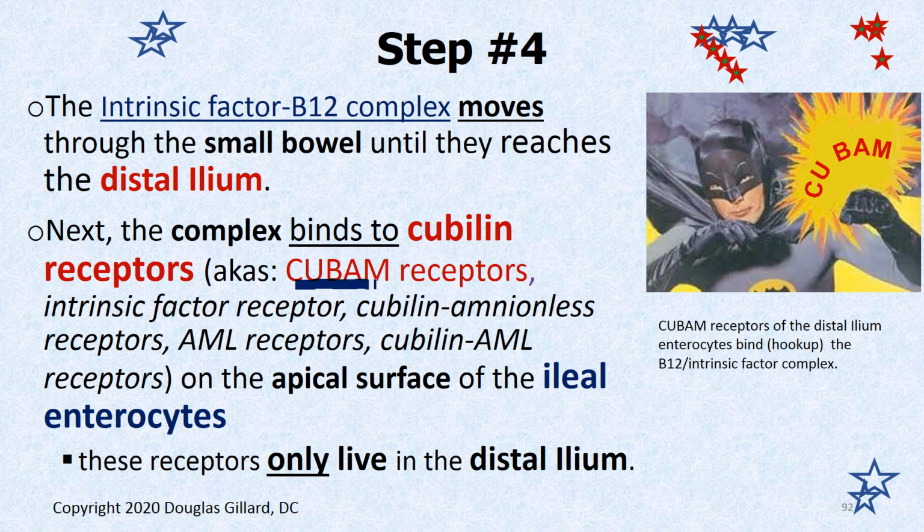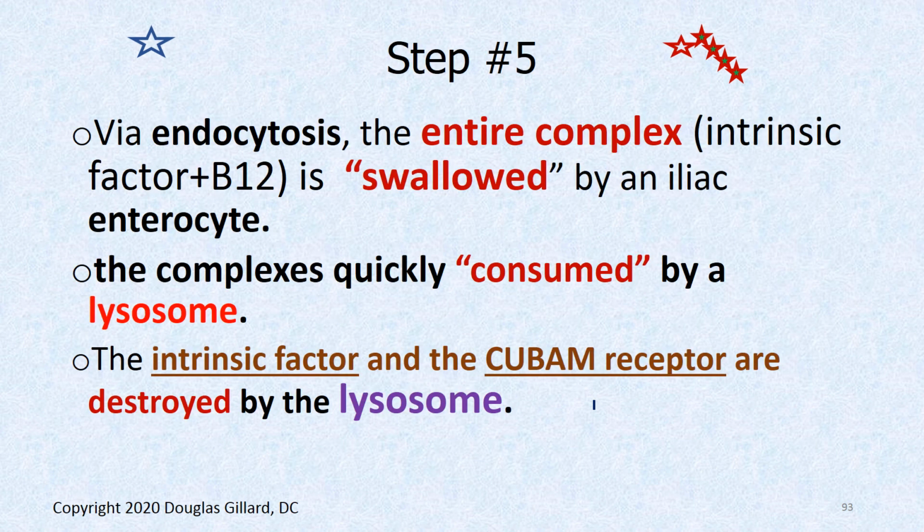So kabam, they're more commonly called cubilin receptors, but a pretty strong AKA is kabam receptors. There's a whole bunch of AKAs for these things. But these kabam receptors live on the simple columnar epithelial cells of the ileum, the ileal enterocytes. And they are able to bind intrinsic factor. And they bind intrinsic factor, who's still hanging on to B12, and it's taken inside the cell, swallowed by endocytosis.